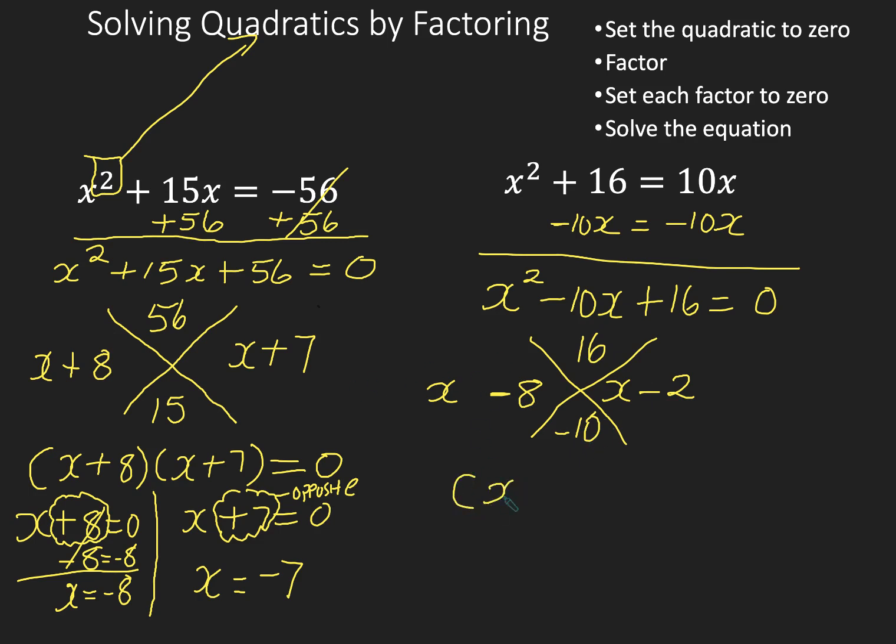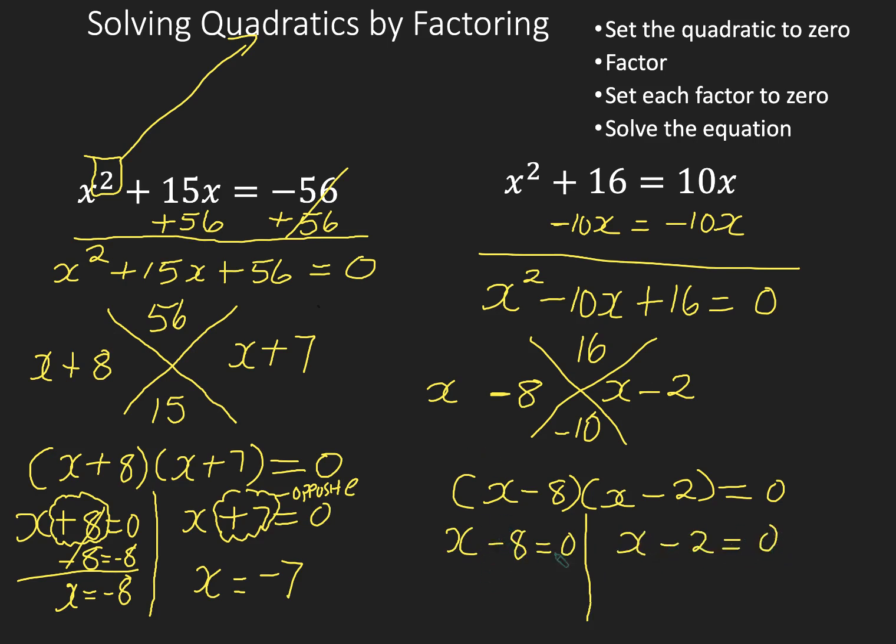So my factors are x minus 8 and x minus 2. And notice I'm setting them to 0. I like to draw this line in the middle. I have x minus 8 equals to 0. X minus 2 equals to 0.